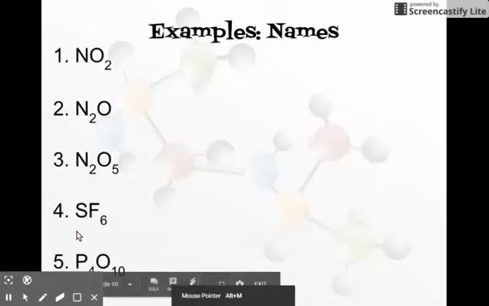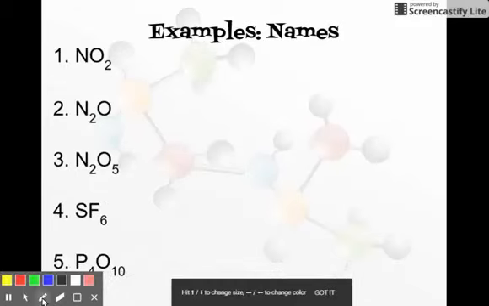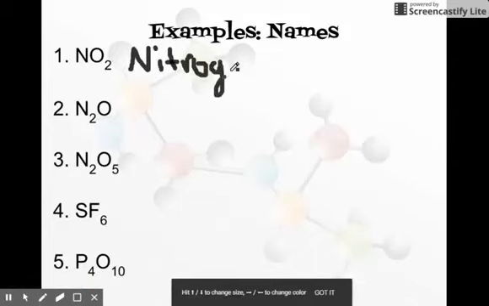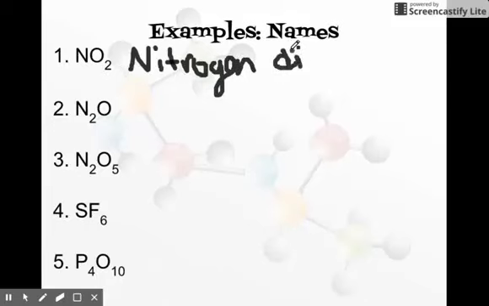Try a couple more. We have NO2. So N would be nitrogen. And then we have 2, so the prefix for 2 is di. And then oxygen, just like before, becomes oxide. So nitrogen dioxide. So you've really been using this naming system and just didn't realize it, right? CO2 gas, carbon dioxide, or carbon monoxide gas, the poisonous gas that you have to be careful of in your houses. Let's try the next one.